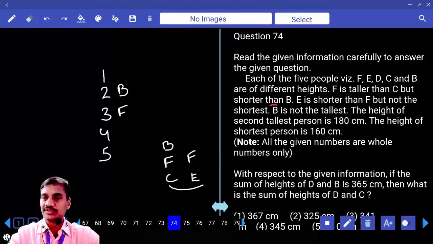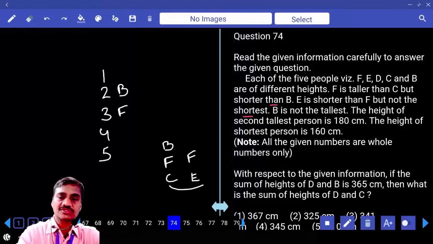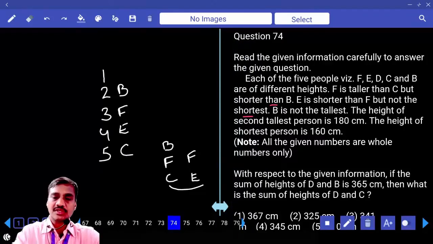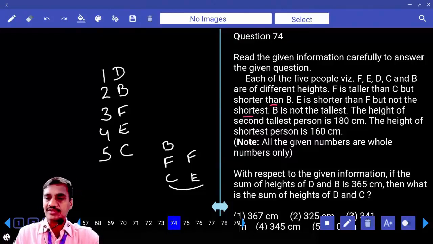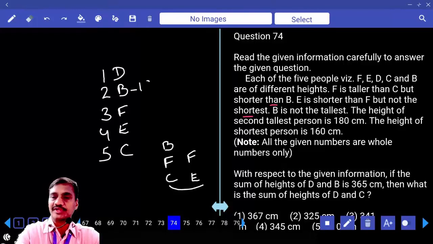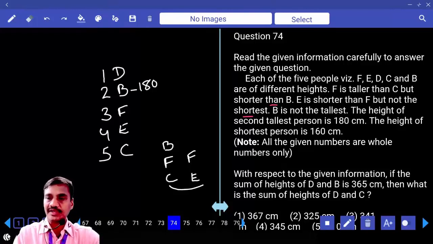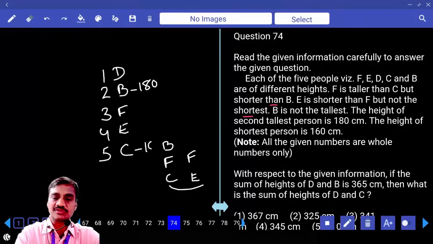And E is not the shortest. As E is not the shortest, E is here. If E is here, C is here. Then tell me who is the person left over? D. Then the height of the second tallest, that is B, is 180 centimeters. And the height of the shortest person is 160 centimeters.